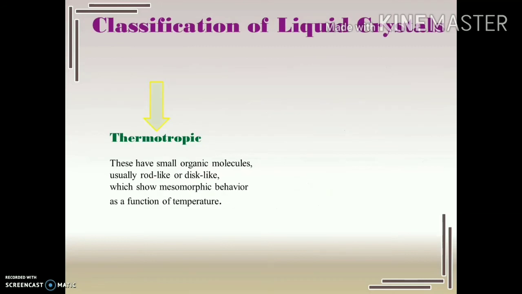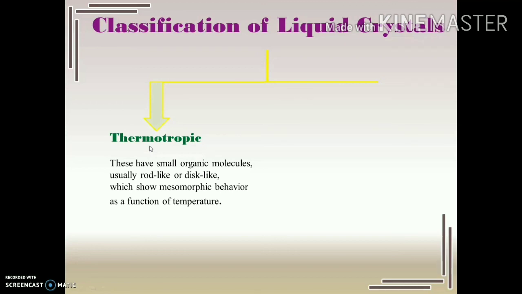Next is the classification of liquid crystals. Liquid crystals can be broadly classified into two categories. One of them is called the thermotropic liquid crystal. Now remember, the moment we hear the word thermo, the one thing that comes to our mind is temperature. So with this we will learn what a thermotropic liquid crystal is. Thermo means related to temperature.